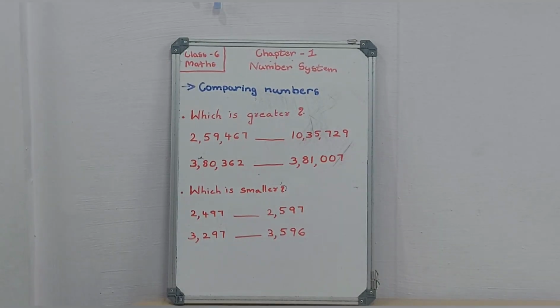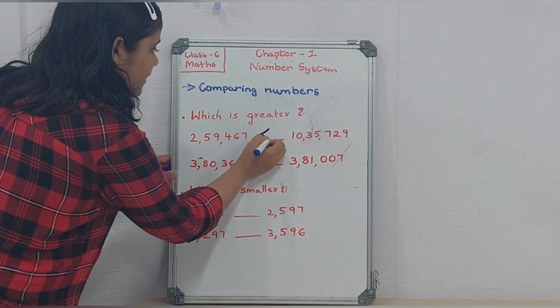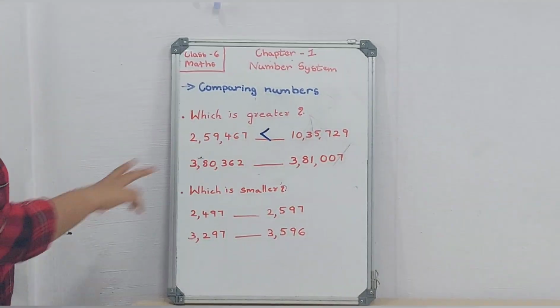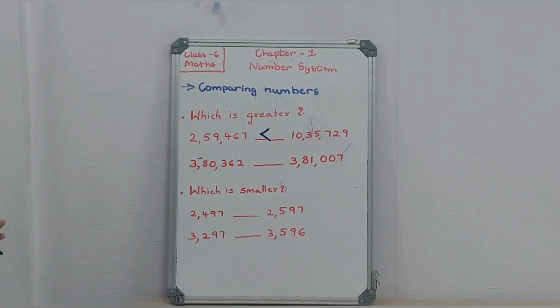Of course, the number which has more digits is bigger. So we are going to give this side, like a crocodile mouth, right? Like this. It's like the crocodile mouth eating big numbers, right? Okay. So next number, let's see.